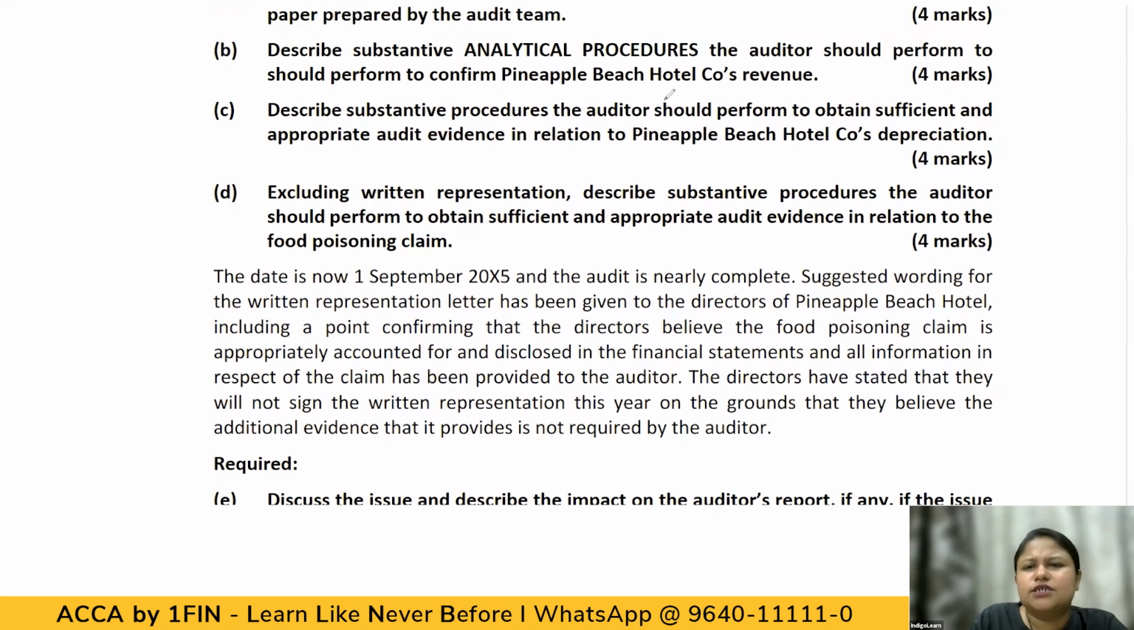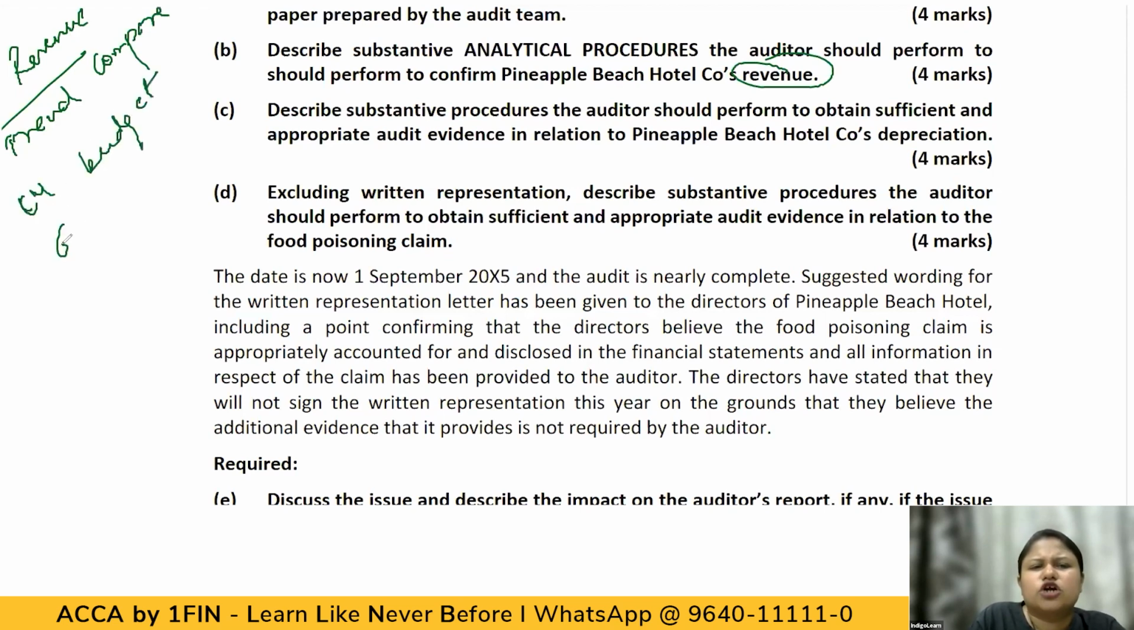Describe analytical procedure the auditor should perform to confirm revenue. Again, revenue, what will you do? Revenue means profits, right? That is incomes. So you can have a trend analysis done. You can compare current year figures with the previous years. Then you can also compare current year with the budgets. You can have a gross profit ratio calculated to check the reasonableness with the industry standards.